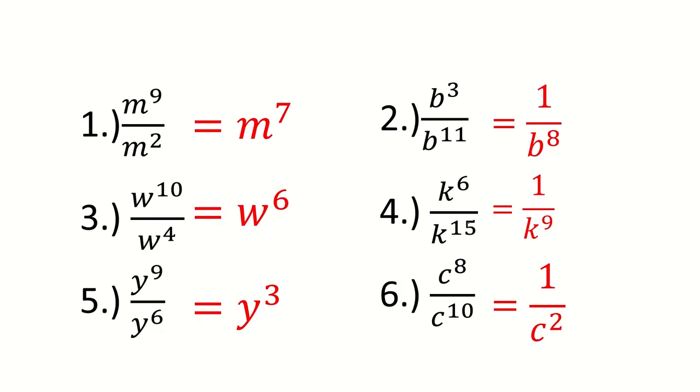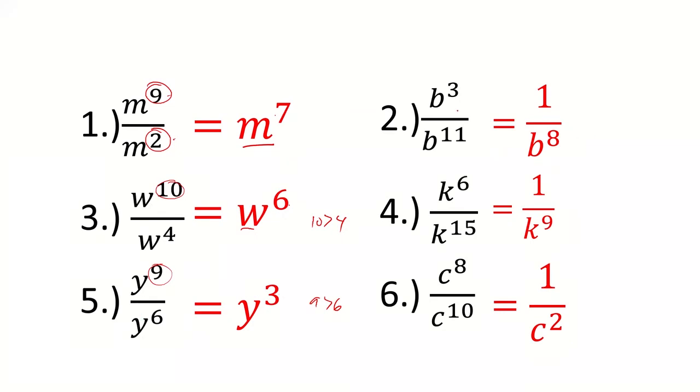Okay, so looking back at this set of examples, notice that here, because the 9 is greater than the 2, that's why we put the m in the numerator, or just write m without any consideration of a fraction. Then 9 minus 2 is 7. Here, 10 is greater than 4, so 10 minus 4 is 6, and then the w, no fraction needed. Then 9 is greater than 6, so that's a 3. So we put the y here because it's case 1.